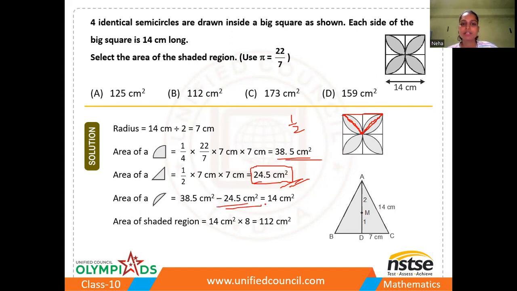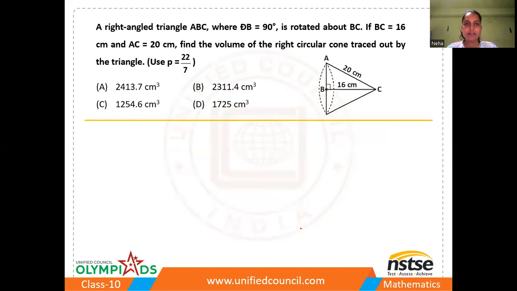Just subtract these two parts and this becomes 14 centimeters square. Okay. I just subtract this whole from this. And it becomes 14 centimeters. That means now I have 1, 2, 3, 4, 5, 6, 7, 8 such parts. So this is 14 multiplied by 8. That means this is 112 centimeters square. That's it. This is your answer. Clear? I think it is clear to all of you. Alright. Now let's move to the next question.